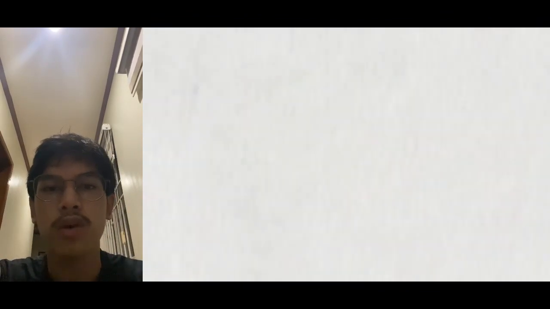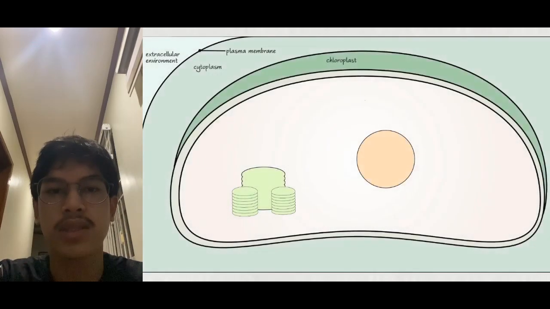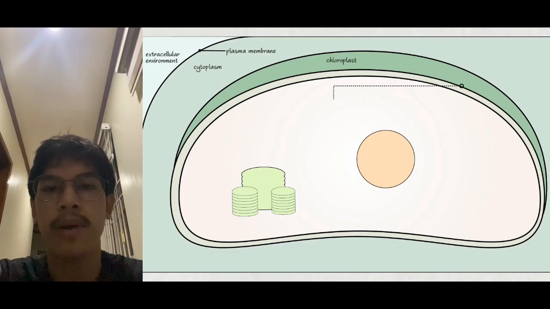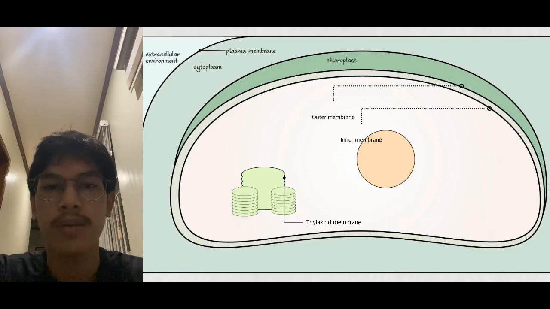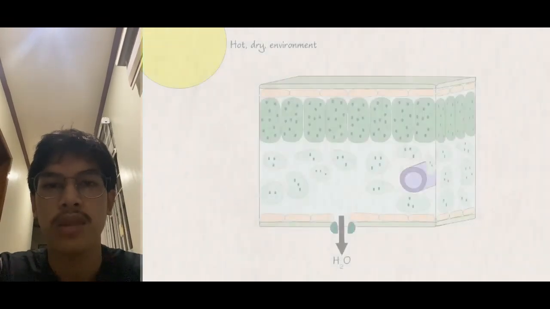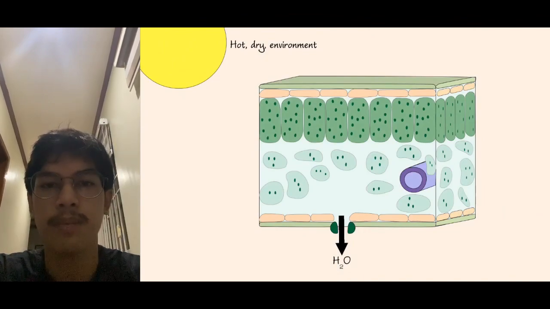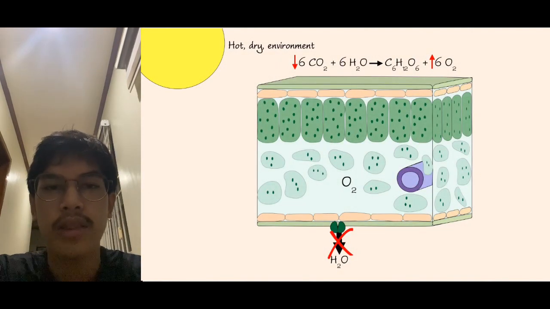Now, let's talk about photorespiration. Recall that the chloroplast has 3 membranes: the outer membrane, inner membrane, and thylakoid membrane. The compartments include the stroma and the thylakoid space. Plants in hot, dry environments lose a significant amount of water through their stomata. Essentially, plants become dehydrated, so to prevent water loss, these plants close their stomata. While the stomata remain closed, photosynthesis continues in these plants.